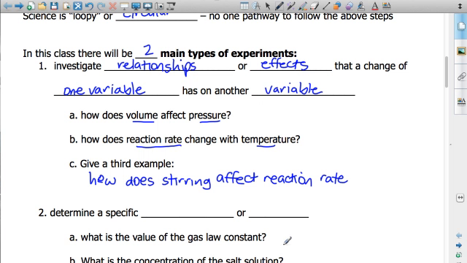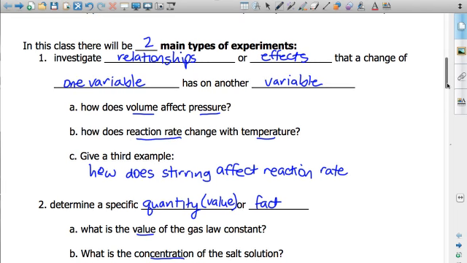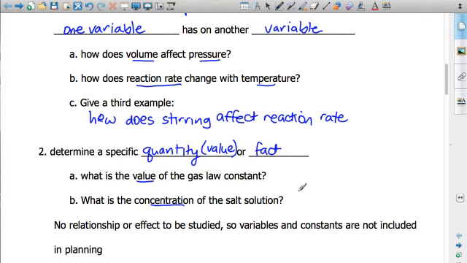The second type of experiment we'll look at is where we determine a specific quantity or fact. So what is the value of the gas law constant? What is the concentration of the salt solution? For a fact example, maybe we want to determine, does this reaction occur in the presence of light? Yes or no? In this case, there's no relationship, there's no effect we're studying, just what's the number, or is this true? So there's no variables or constants to worry about when planning out your experiment.